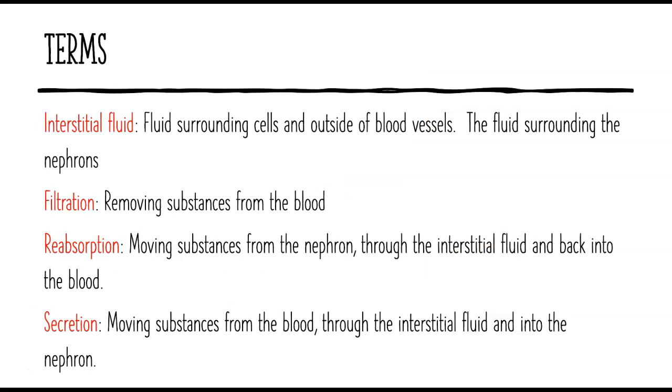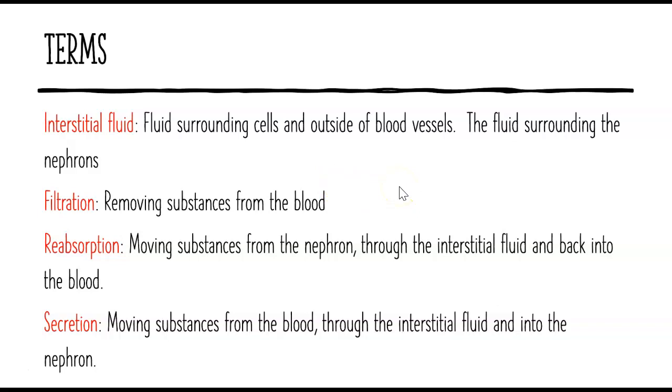So some terms we need to go over real quick before we begin this process. Interstitial fluid, remember, is the fluid that exists on the outside of cells, but also on the outside of blood vessels. Extracellular fluid includes all of the fluid outside of cells, so that also includes the plasma in the blood. But interstitial fluid is that part of extracellular material that's not in a blood vessel and not in the cell. So it basically surrounds all of the cells, and in this case, it's the fluid that's going to be surrounding the nephrons.